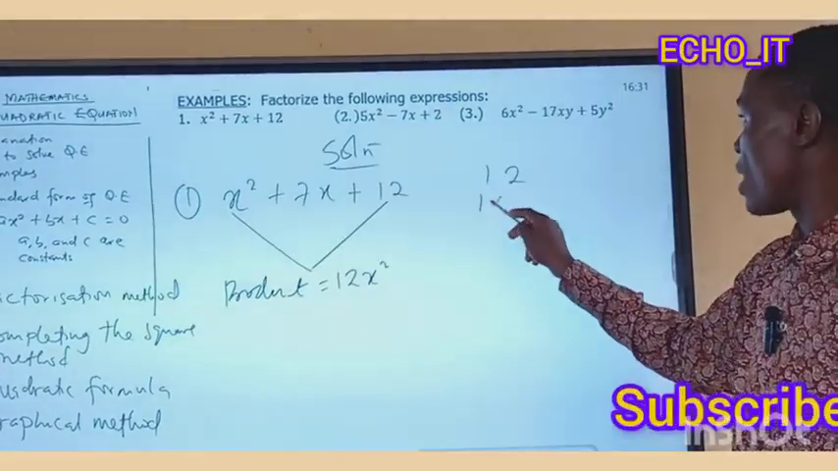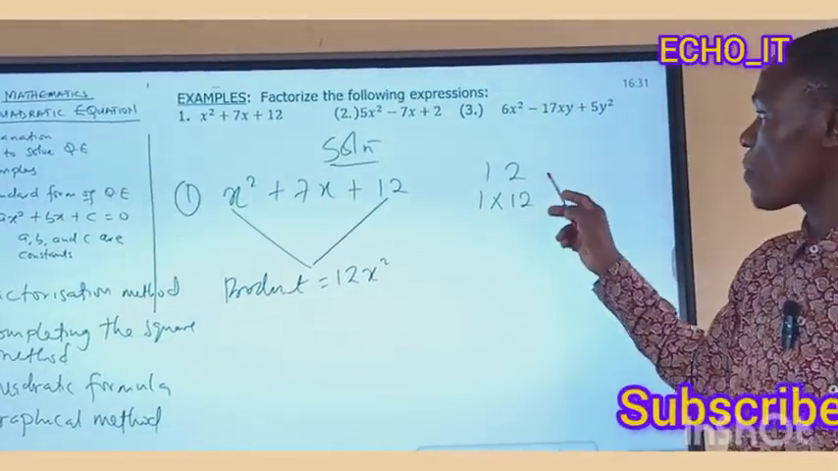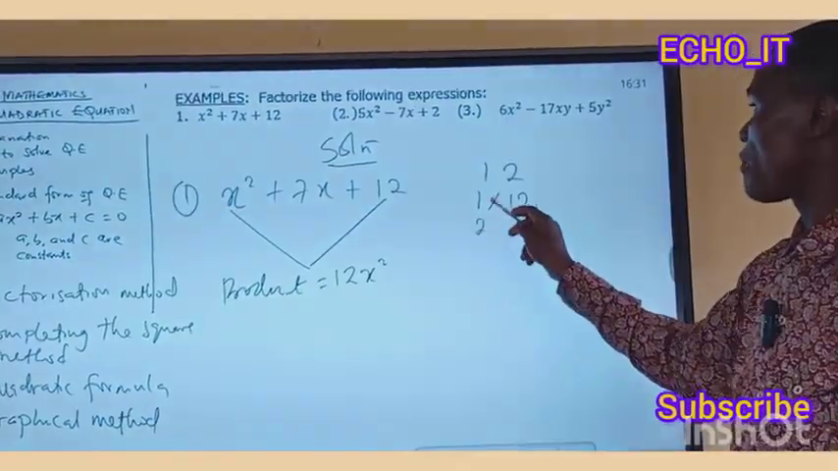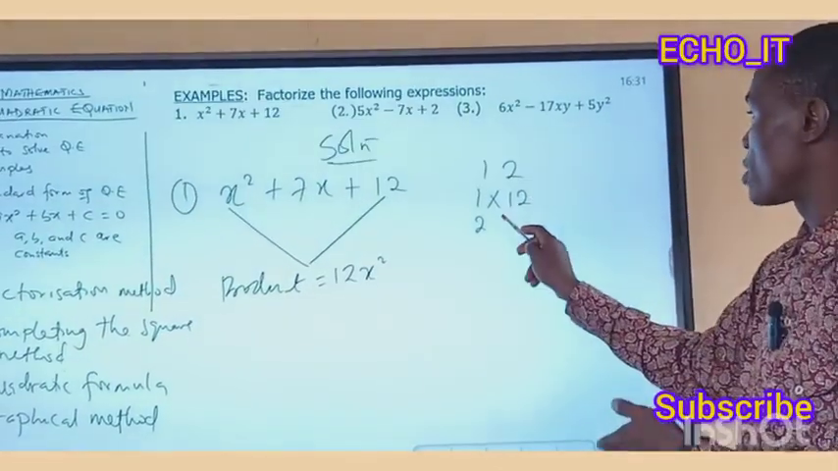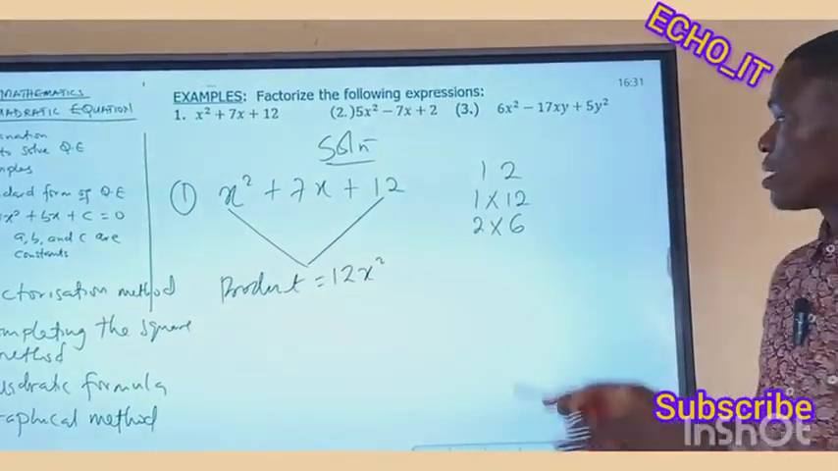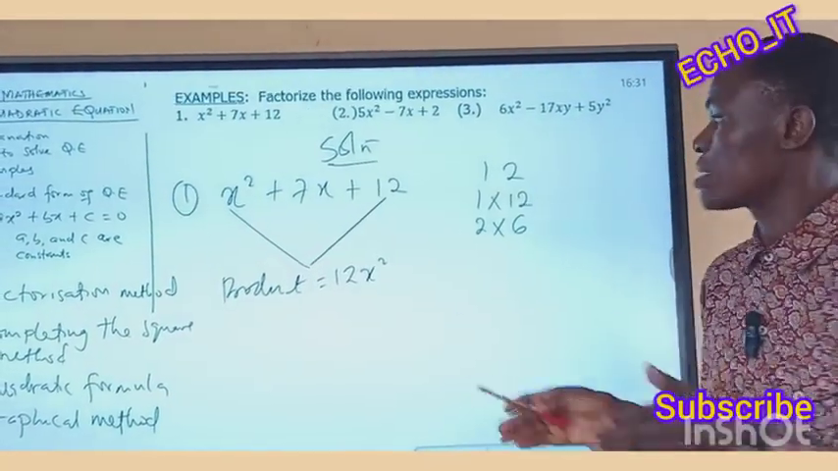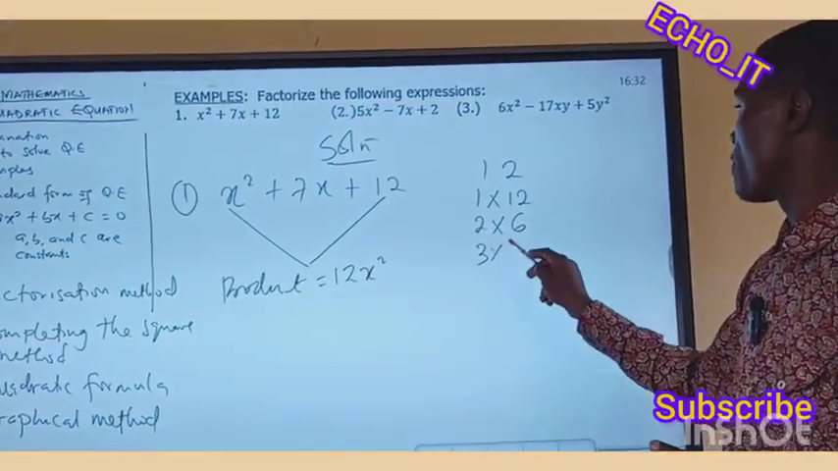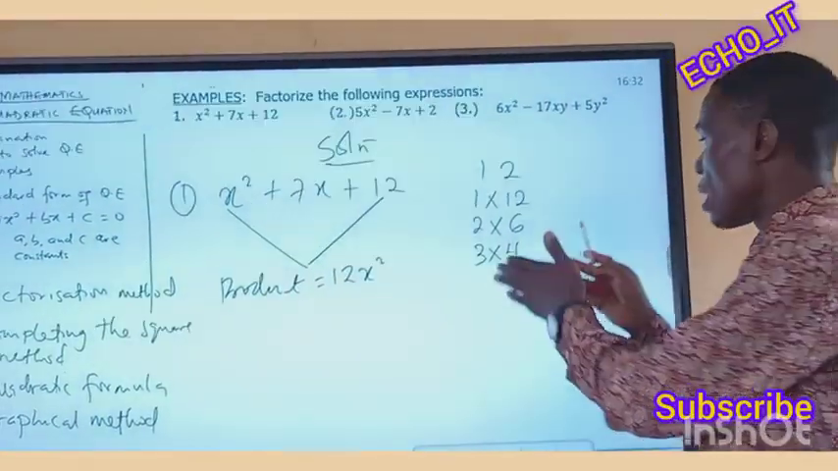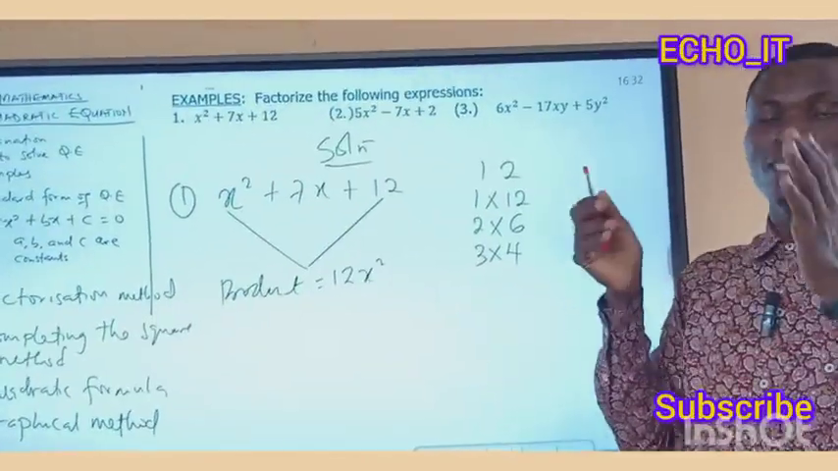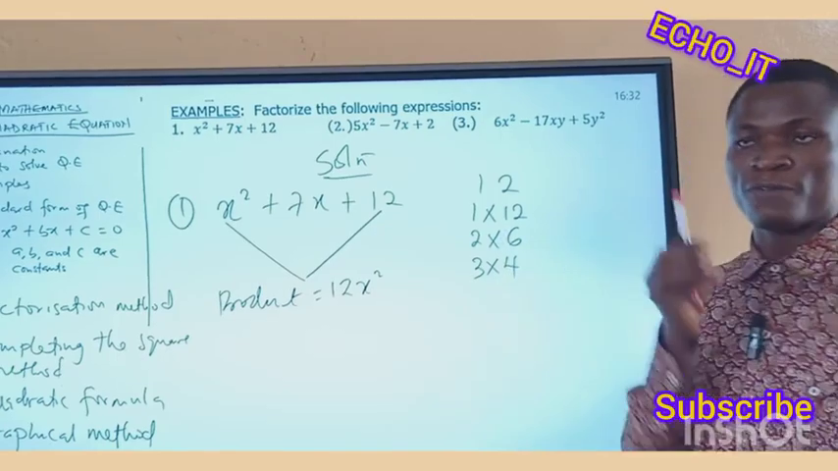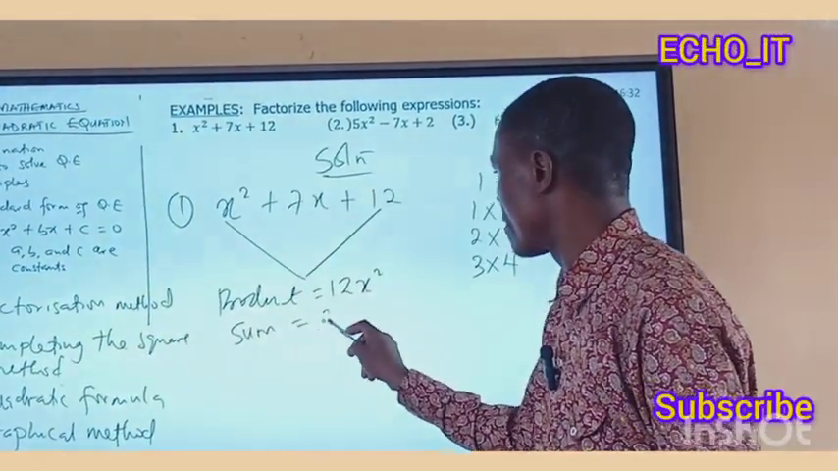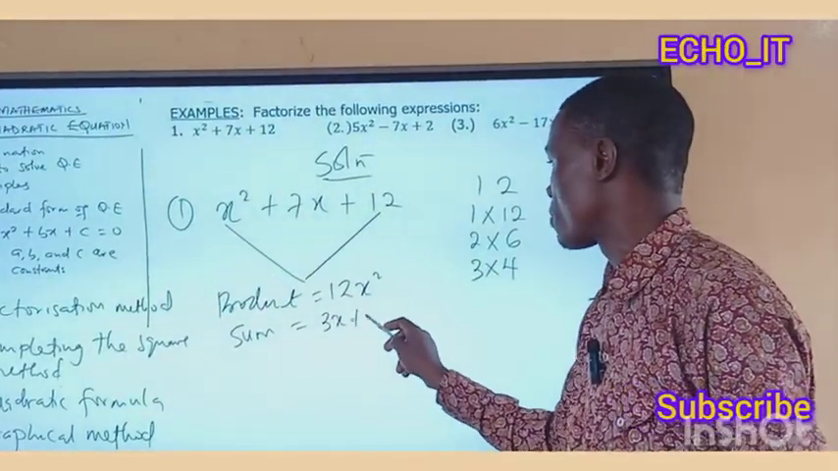The first factor is 1 times 12. There is no way we can sum 1 and 12 to get 7. Move to the next factor. After 1, of course, you have 2, and 2 goes into 12 as 2 times 6. There is no way you can sum 2 and 6 to get 7. So you proceed to 3, because 3 goes into 12: 3 times 4. Now, if we sum 3 and 4, we get 7. So we can write the sum as 3x plus 4x.